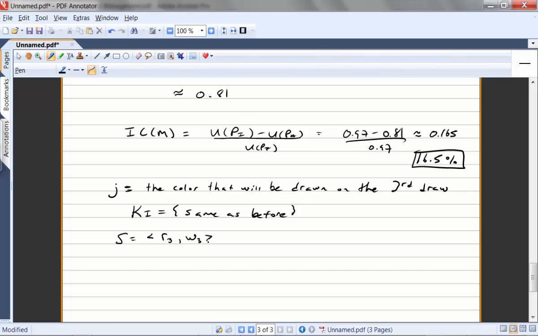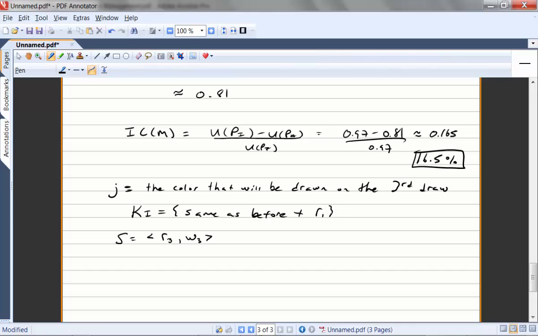And the knowledge she possesses initially is what she had before, plus the fact that red was drawn on the first draw. So she knows that. She got that first message. She has her initial knowledge, and suppose she also has that, plus she knows what the color of the ball that was drawn on the first draw. And the question is, the variable of interest J is the color of the ball that will be drawn on the third draw.